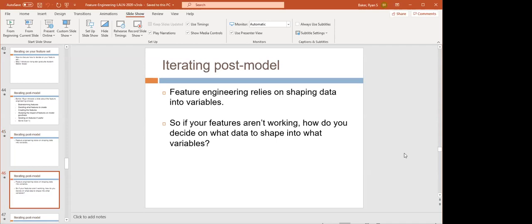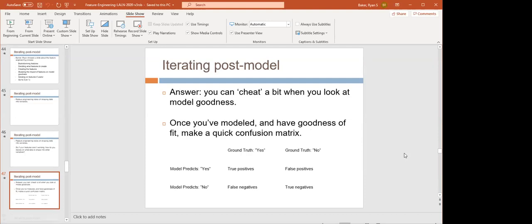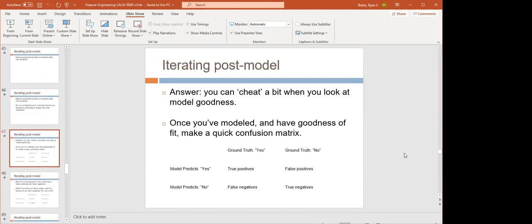So if your features aren't working, how do you decide how to iterate? If you've got a model and you plug all your new and fancy exciting features into it and your performance isn't really what you expected, where do you go from there? What are your next steps? How do you continue that iteration cycle? You can either go back to the brainstorming iteration phase, like in Ryan's schedule, or you can cheat a little bit. Once you've modeled and you have goodness of fit, you can make a confusion matrix.